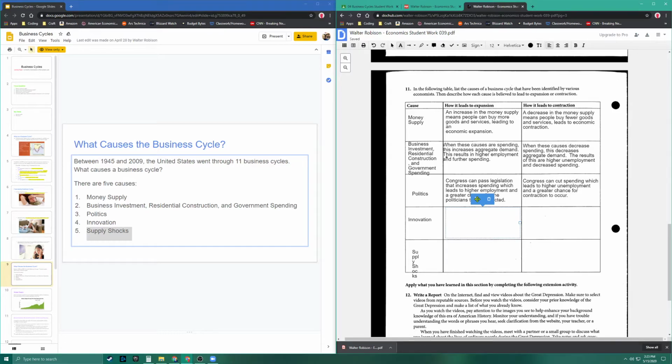All right, innovation. So this cause leads to increased production. And it requires spending or investment. And this leads to economic growth / expansion.